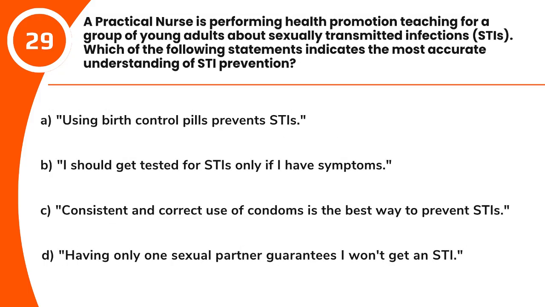Question 29. A practical nurse is performing health promotion teaching for a group of young adults about sexually transmitted infections, STIs. Which of the following statements indicates the most accurate understanding of STI prevention? A. Using birth control pills prevents STIs. B. I should get tested for STIs only if I have symptoms. C. Consistent and correct use of condoms is the best way to prevent STIs. D. Having only one sexual partner guarantees I won't get an STI.